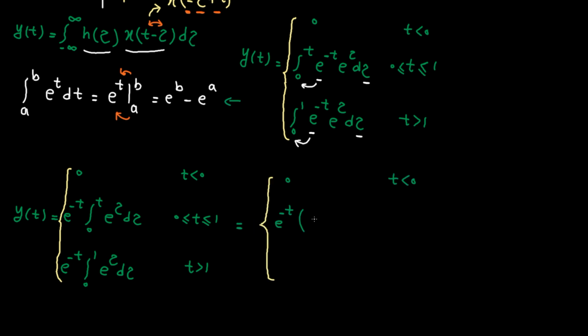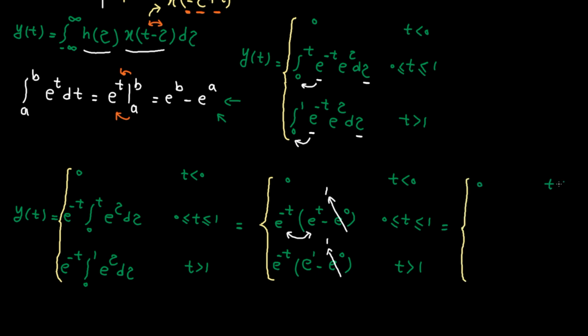Based on this formula, the closed form answer to this integral becomes this, and the same story for the second integral. e to the power of 0 is 1. Let's multiply e to the power of minus t by the parentheses and simplify the final answer. Here is the final answer for different intervals. Done.